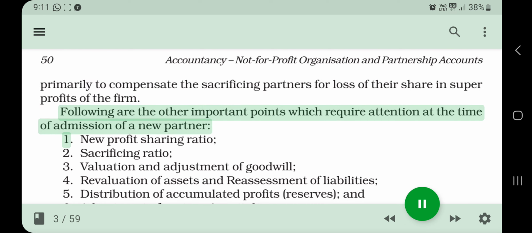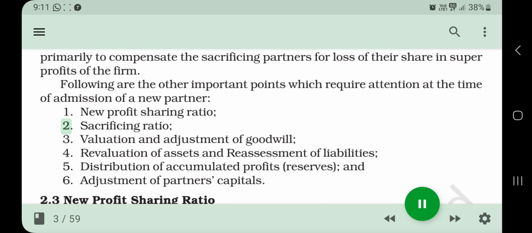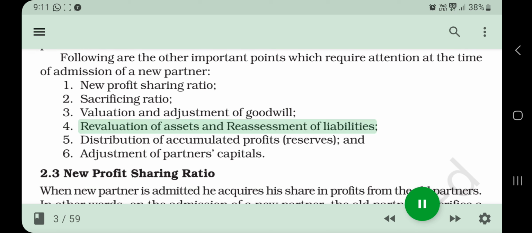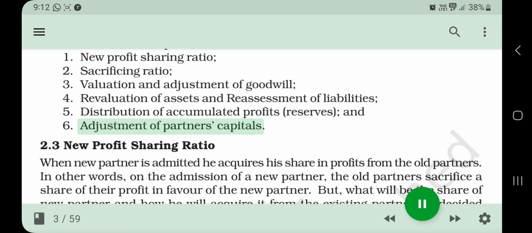Following are the other important points which require attention at the time of admission of a new partner. 1. New profit sharing ratio. 2. Sacrificing ratio. 3. Valuation and adjustment of goodwill. 4. Revaluation of assets and reassessment of liabilities. 5. Distribution of accumulated profits, reserves. And 6. Adjustment of partners' capitals.